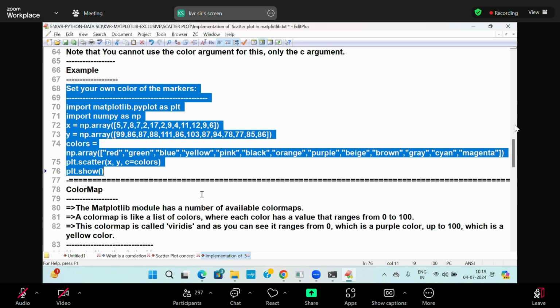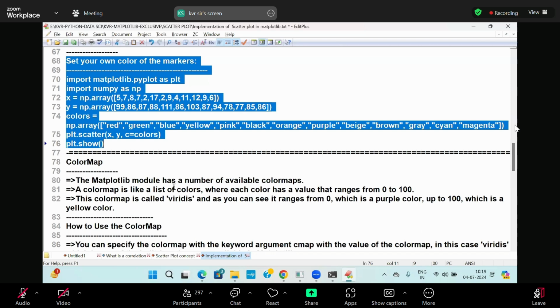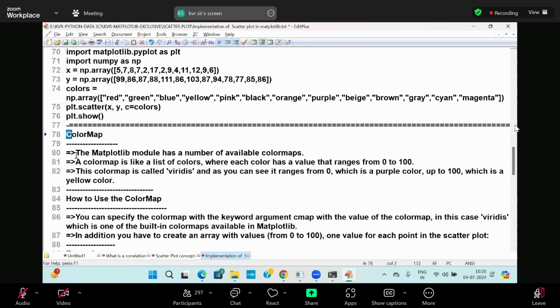One palette, a color palette. Even in our computer there is a color palette. Color map: in Matplotlib, the module has a number of available color maps. A color map is like a list of colors where each color has a value, ranging from 0 to 100. When you go to color management, all the numbers and formulas are there. The actual number of colors is few only; combining all of them will form different colors.